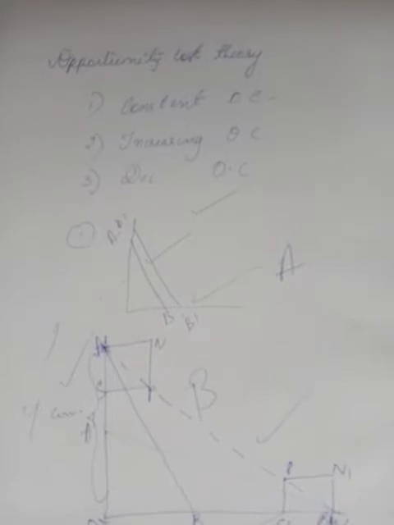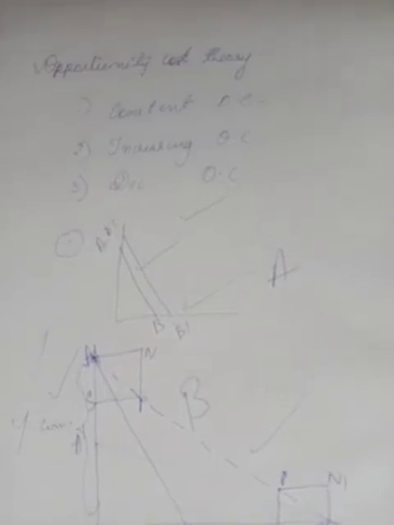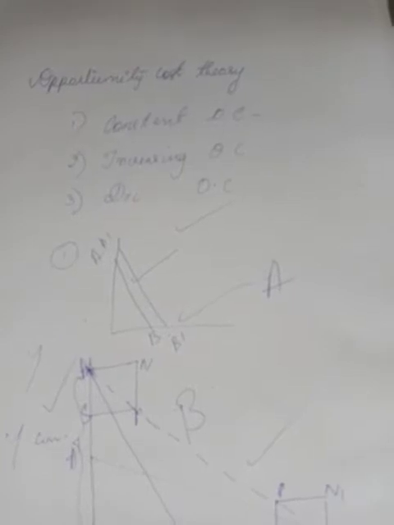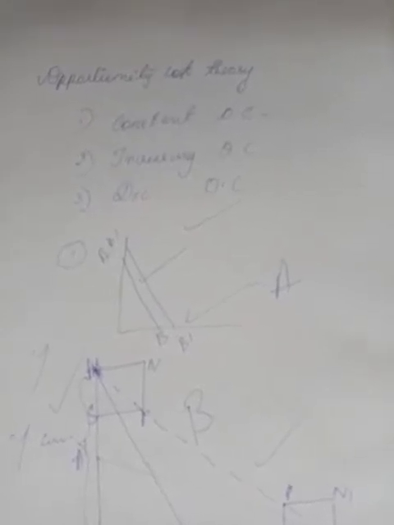We'll be seeing the three specific cases in which opportunity cost theory can be discussed, that is constant cost and opportunity cost, increasing opportunity cost and international trade, and decreasing opportunity cost and international trade.